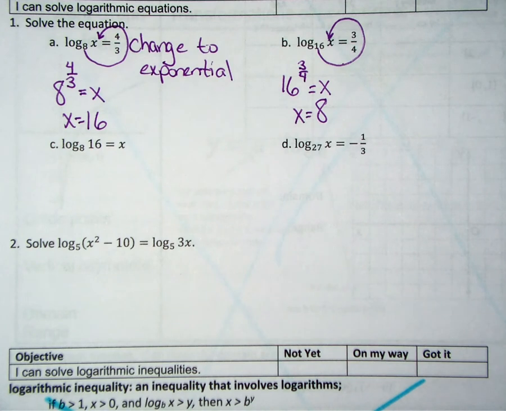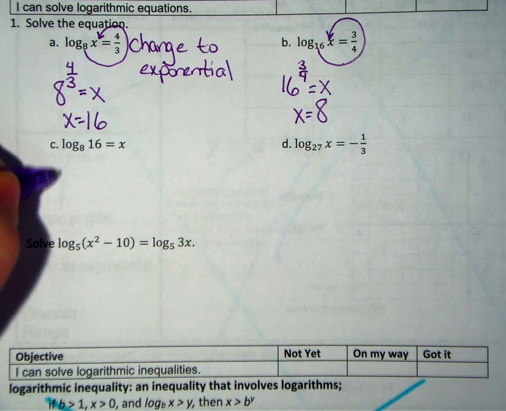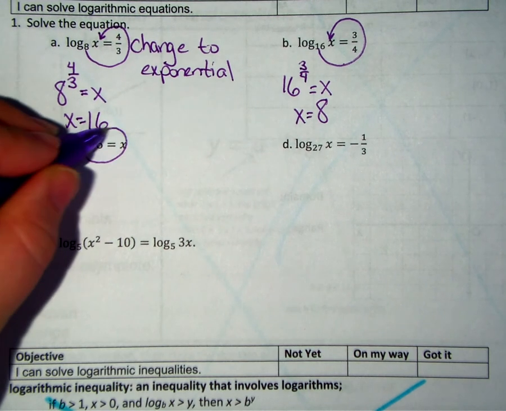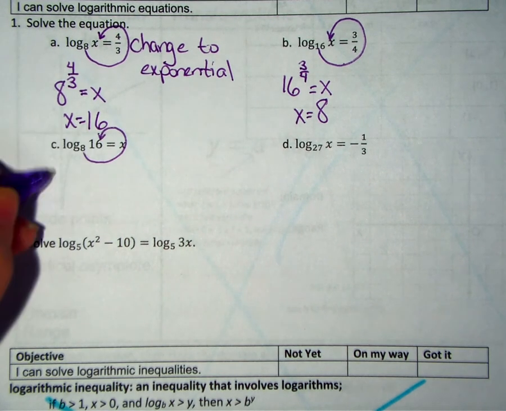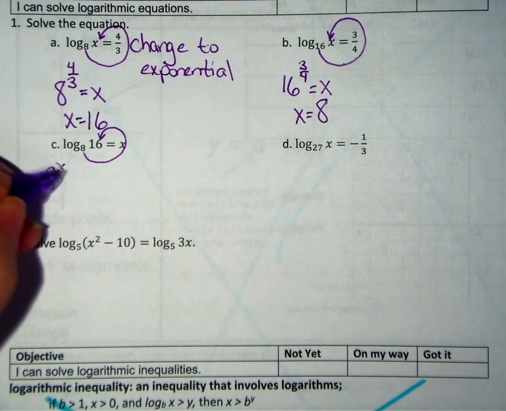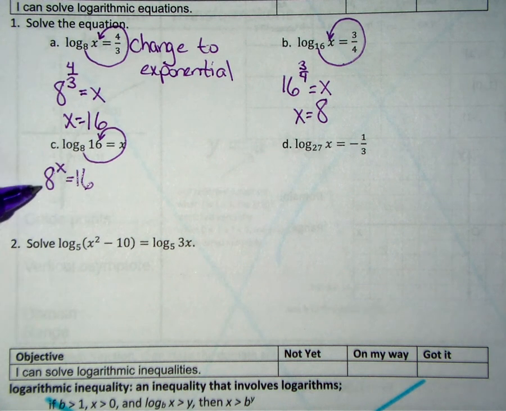Take a look at C. Now in C, if we change to exponential form, it may not be as helpful to us, but we can always give it a shot. It's asking from the base, around the equal sign, and at the number next to it. So 8 to the what equals 16. In this case, it wasn't helpful because I can't get my x out of the exponent without leaving it in logarithmic form.